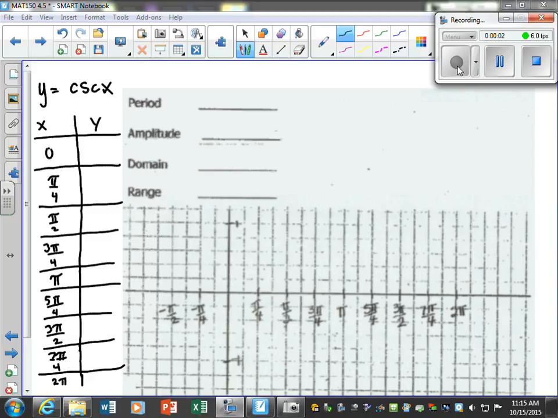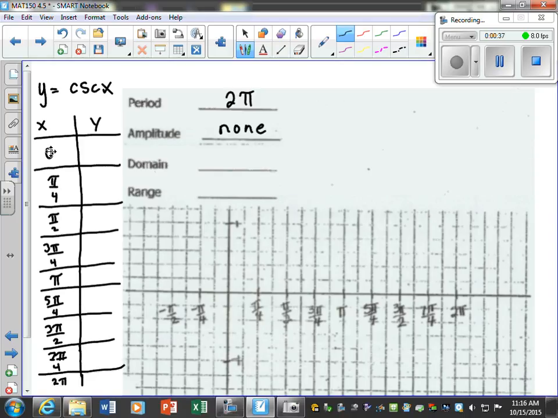Alright, in this lesson we're going to do parent graphs of the rest of the trig functions. So we're going to start with cosecant x with just our x table and our y table. The period of this, remember this is the reciprocal to the sine function, so we'll see a lot of similar characteristics. The period is 2 pi, although it doesn't have an amplitude at all, and we'll see this more as we graph it. We'll discuss more about the domain and range later.